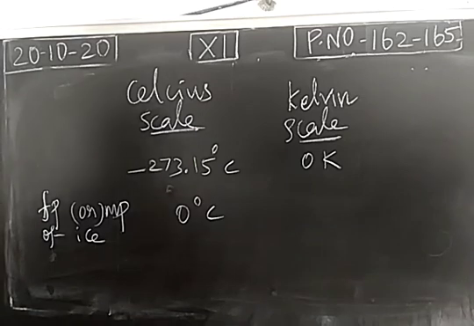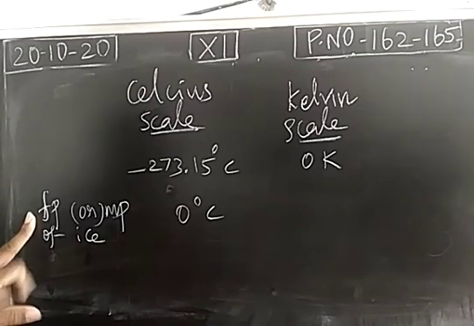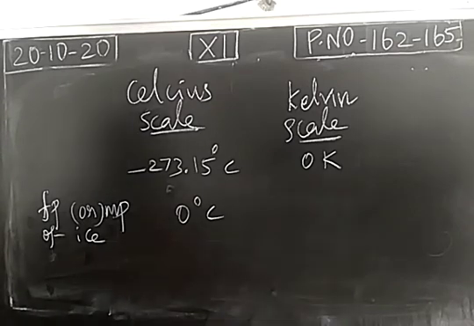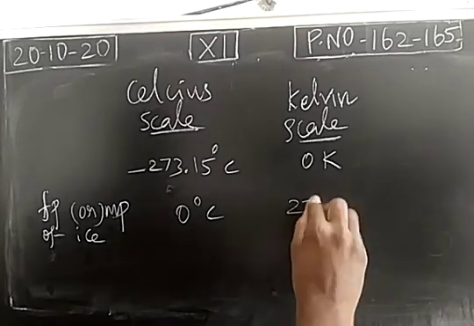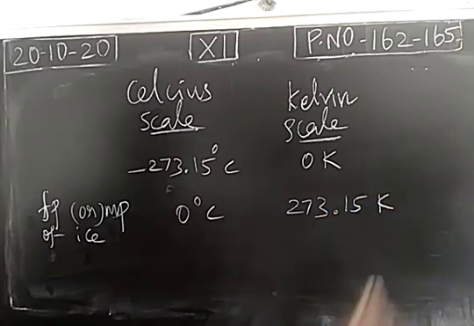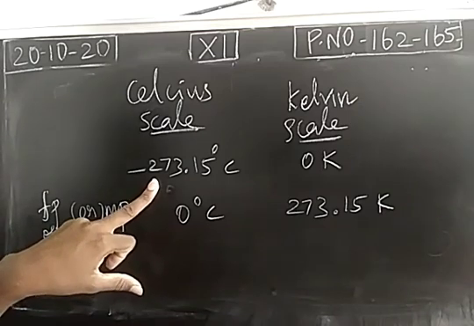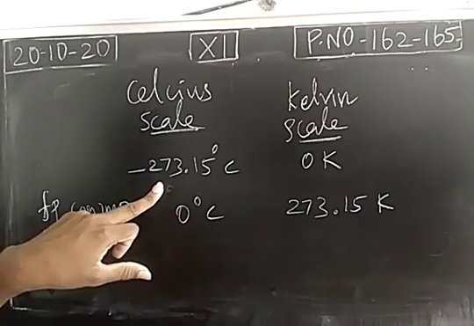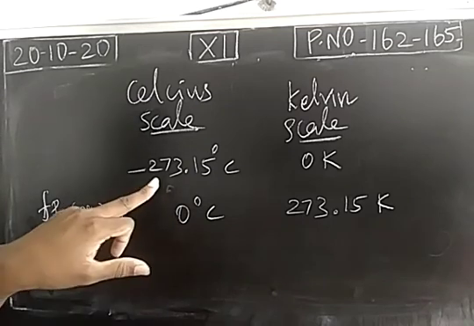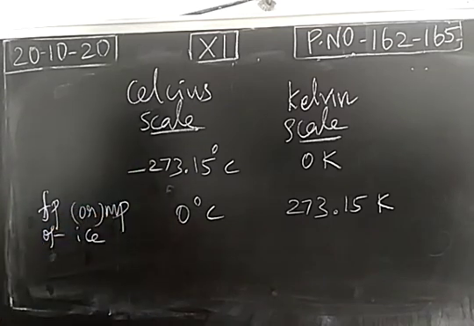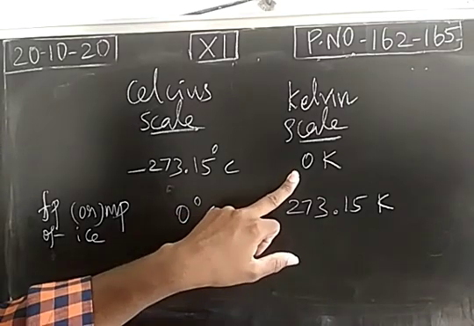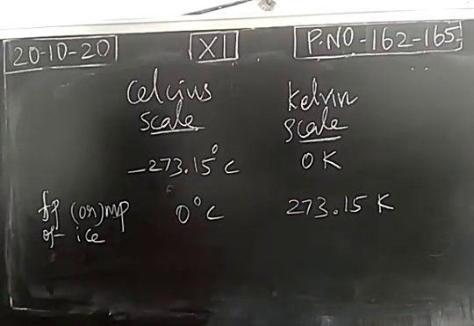In the Celsius scale, the freezing point of water, or melting point of ice, will be 0 degrees Celsius. That means how much temperature in the Kelvin scale? 273.15 Kelvin. Because we add plus 273.15 to the Celsius value to get the Kelvin value. So 0 plus 273.15.